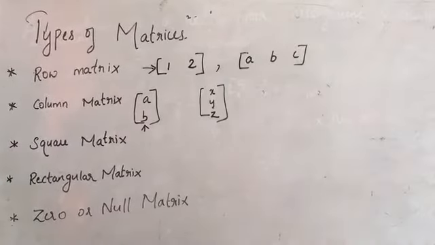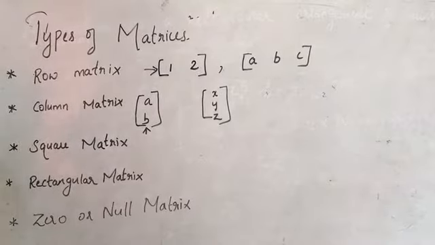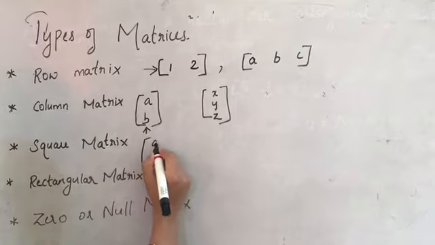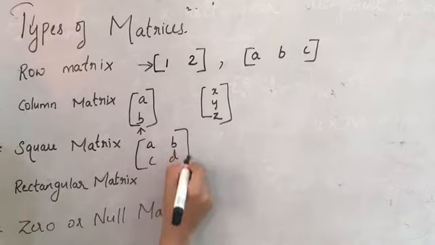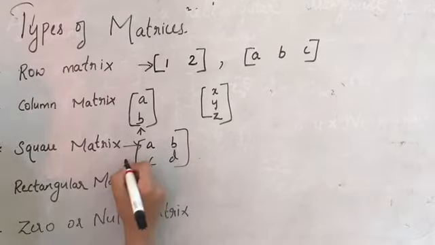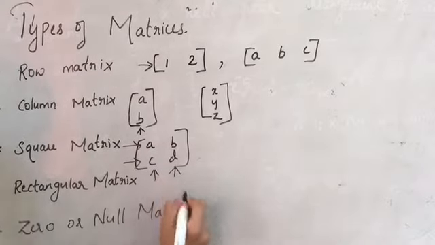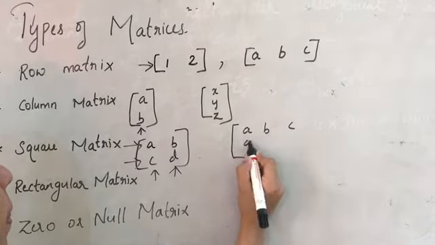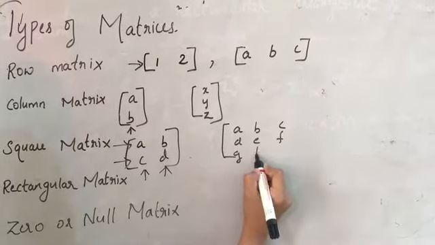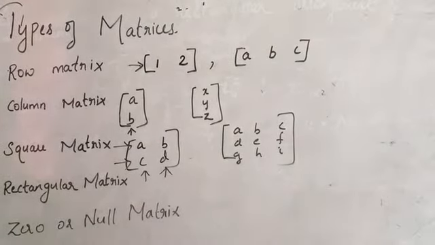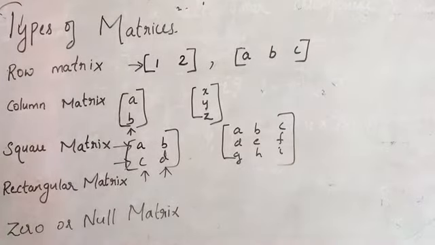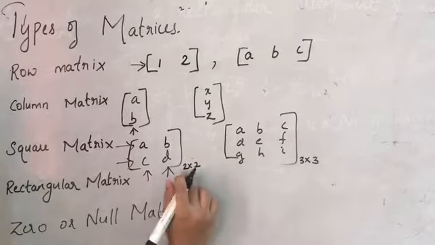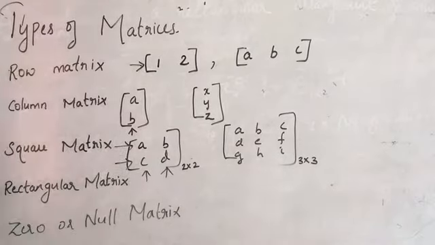Now coming to the square matrix. What is a square matrix? Square matrix means number of rows should be equal to the number of columns. For example, in this case we have 2 rows and 2 columns. So, this is called as a square matrix. This is also a square matrix. So, number of rows equals to number of columns. In this case, it is 2 cross 2, 3 cross 3. So, in the order, number of rows and number of columns will be equal in the case of a square matrix.